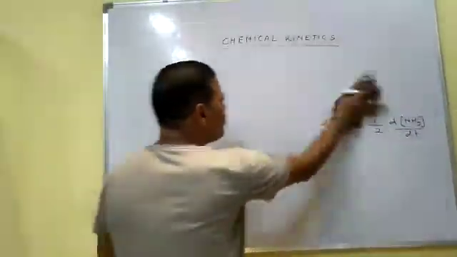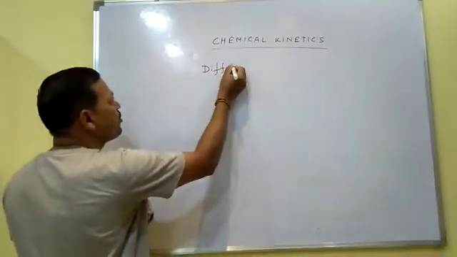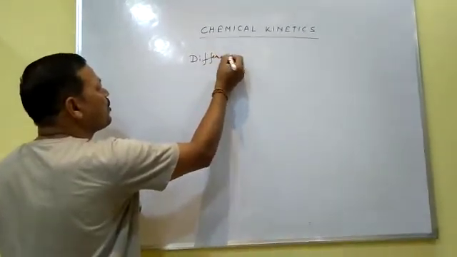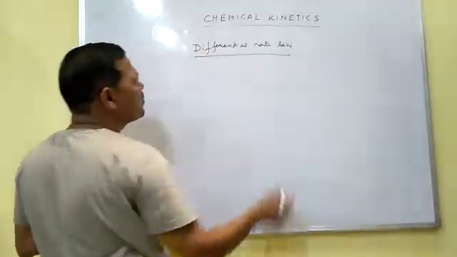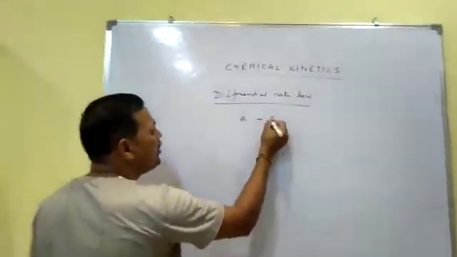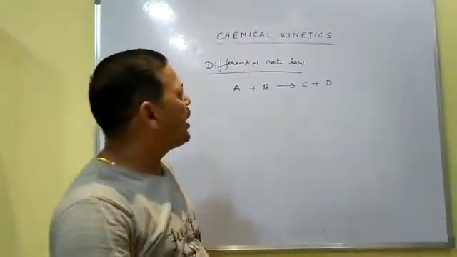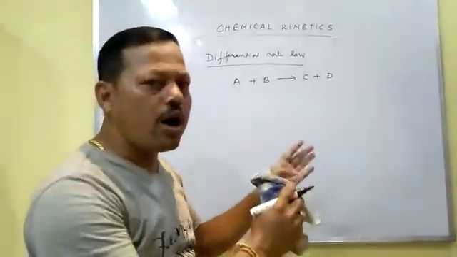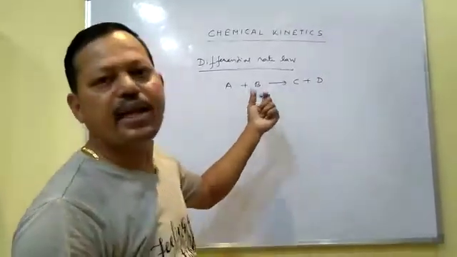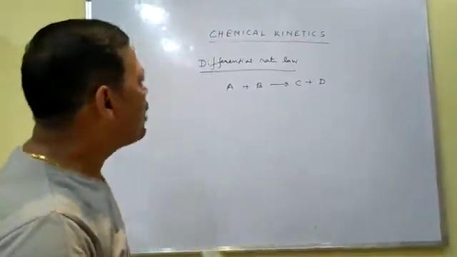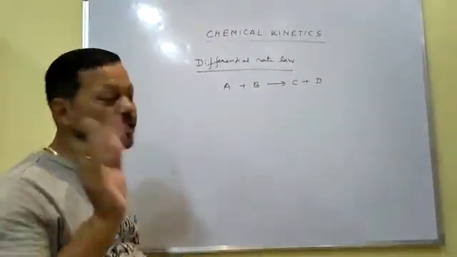Now there is a law which is called differential rate law. Suppose a reaction A plus B gives C plus D. This is a law by which you can express the rate of a reaction. Already you know how to express the rate of a reaction. By applying this law also, you can express the rate of a chemical reaction. So how to express the rate of reaction? By applying this differential rate law. First I want to tell you about the law.